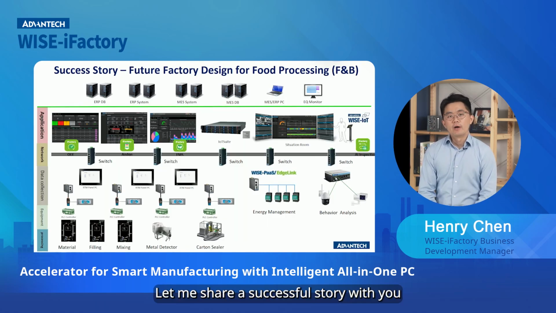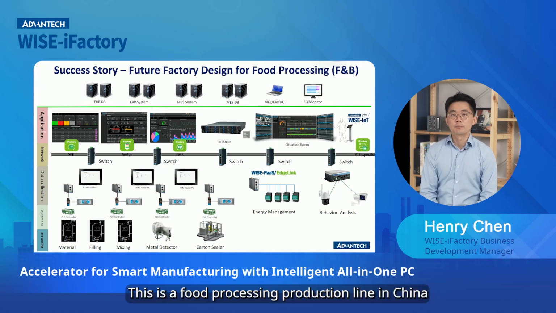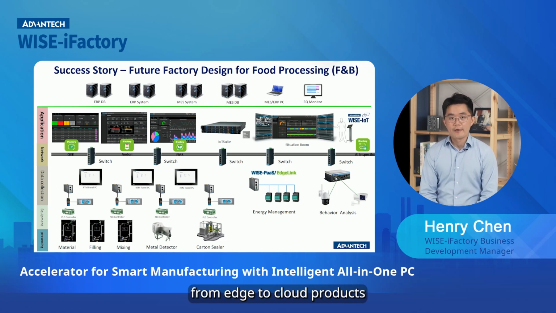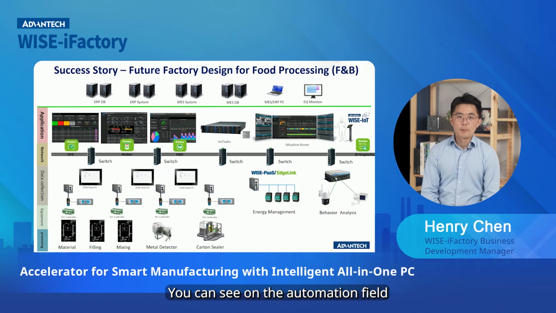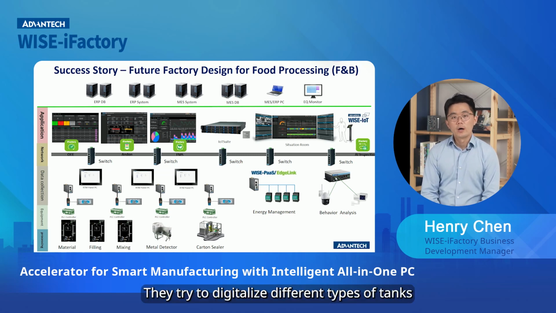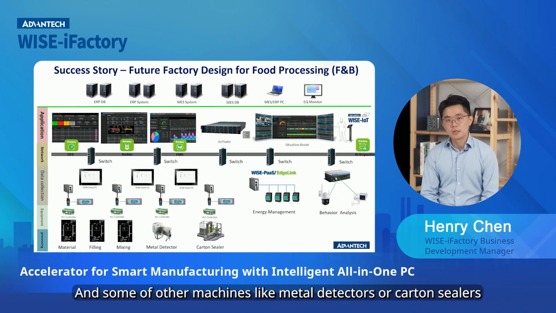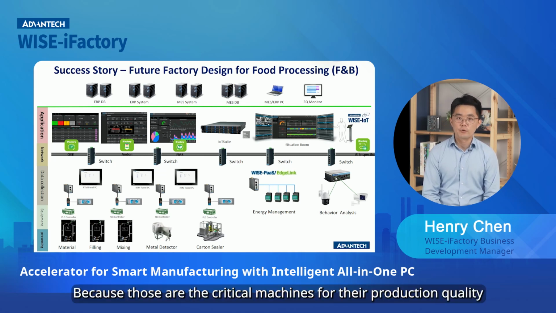All right, so let me share a successful story with you. This is a food processing production line in China, and the system integrator used our full range of edge-to-cloud products. You can see on the automation field, they try to digitalize different types of tanks, material tanks, filling tanks, mixing tanks, and some other machines like metal detectors or carton sealers, because those are the critical machines for their production quality.